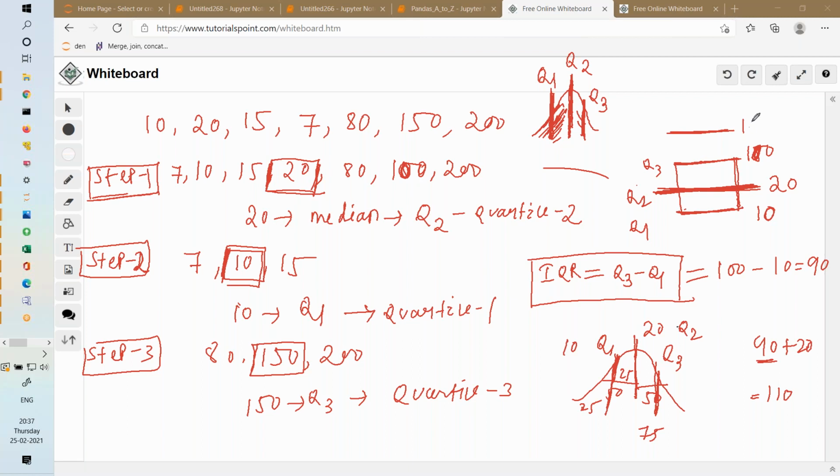So this is my upper boundary. What is the lower boundary? 20 minus 90, right? So whatever comes, let's say minus 70. So the lower boundary is minus 70. So this is my boundary. Whatever point is outside of this boundary is called an outlier. Let me tell you one thing.